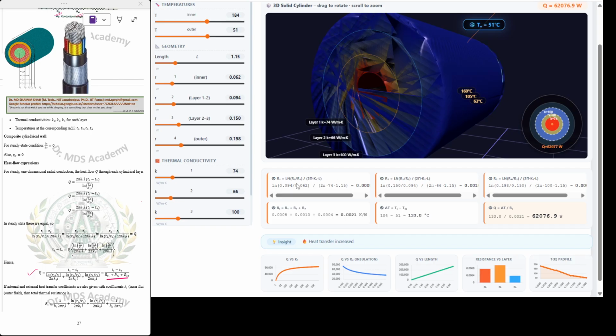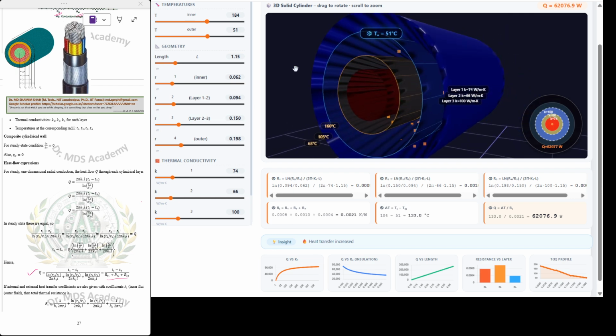In the below, R1 is ln R2 upon R1, which we had already seen. See here, R1 is this one: ln R2 upon R1 divided by 2 pi K1 into L for the first layer. Similarly for R2 and R3. Now moving to our animation part here.